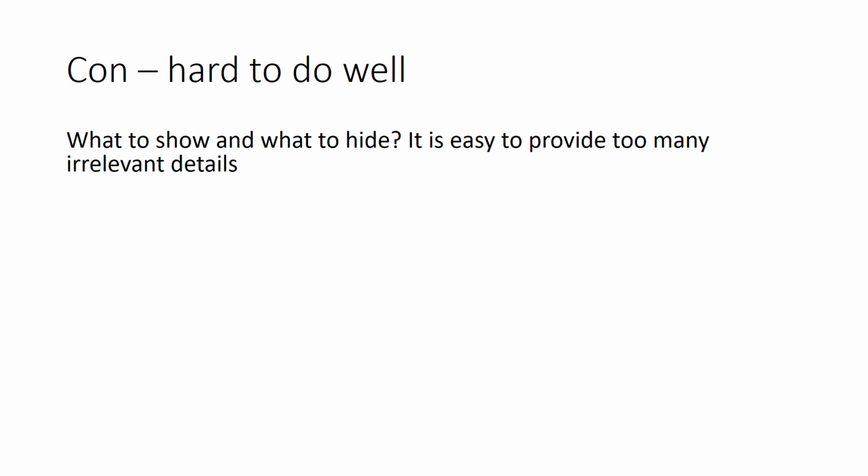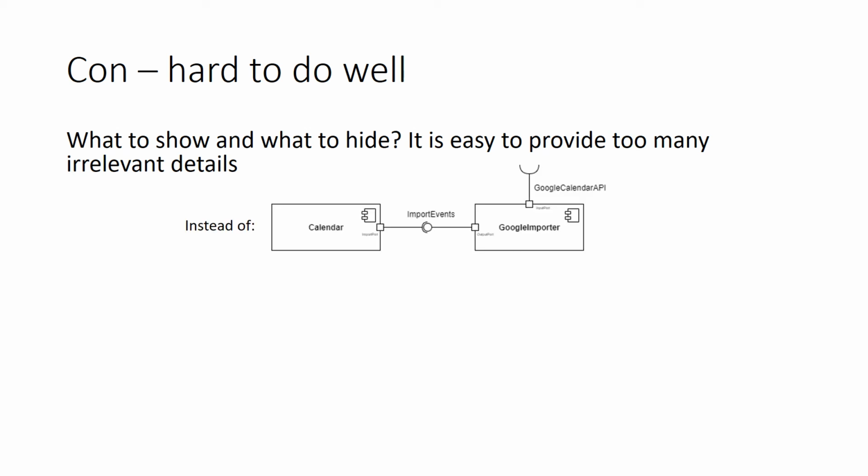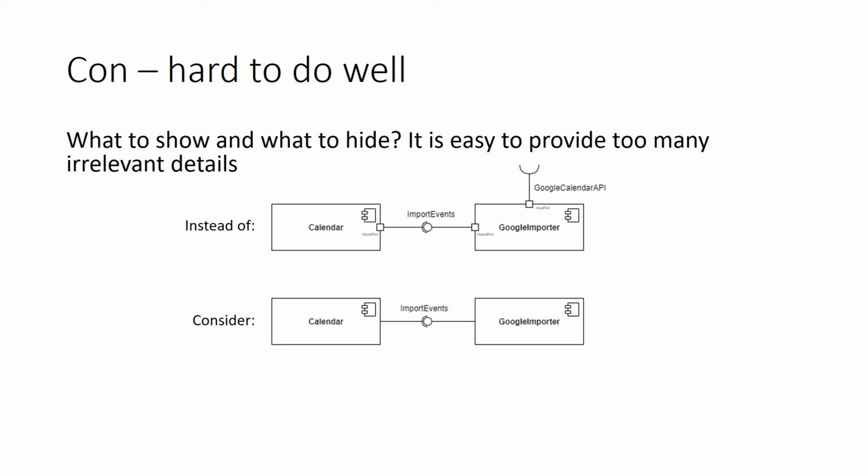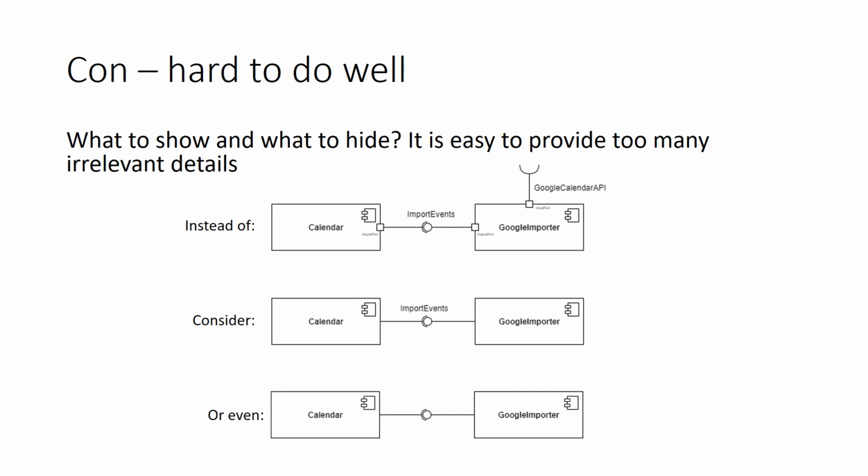Thirdly, component diagrams are hard to do well. What details to show and what to hide. It is easy to show too many irrelevant details. So instead of showing ports and their names, along with further dependencies of a component, we can consider omitting those entirely if each component only has a single port, or the names of the ports don't matter. If the purpose or details of an interface come out in other diagrams or are evident, we can also omit the names of functions.